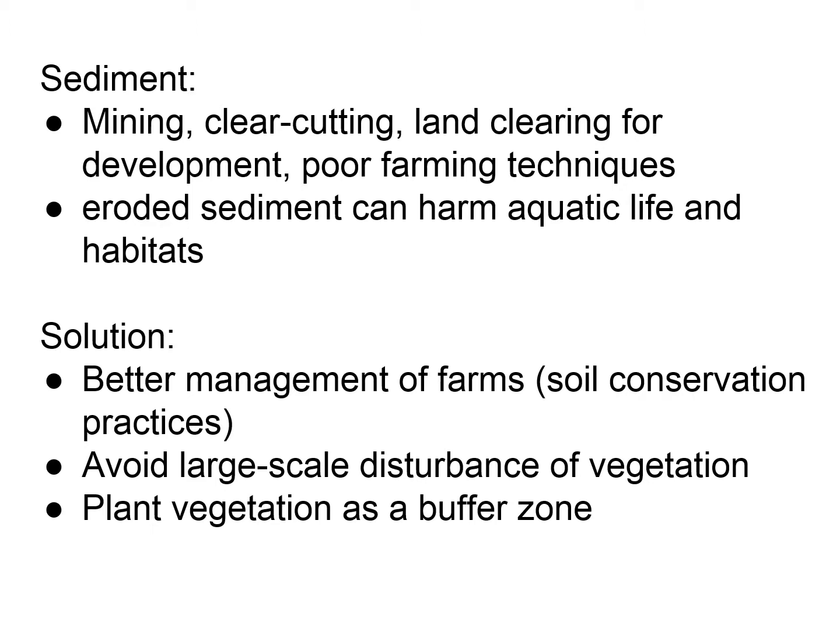Okay, solution, we've talked about some of these: better management of farms, so all those soil conservation practices we talked about. Anytime you can avoid large-scale disturbance of vegetation, because all those roots hold the soil in place. And you can also plant vegetation as a buffer zone. So remember those riparian buffer zones we talked about? That can help filter out some of that erosion before it hits the water.